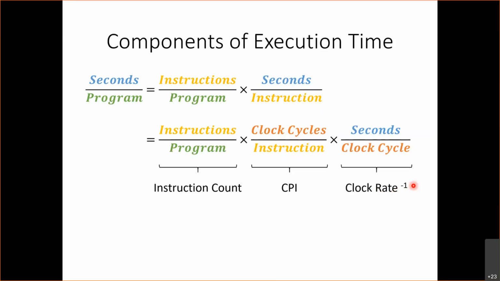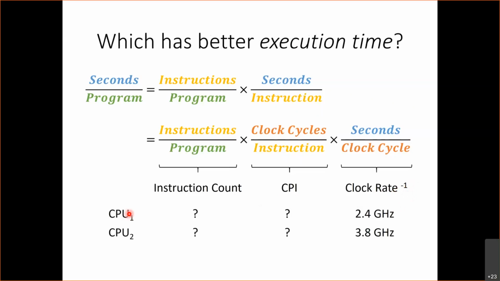Okay, and the given I gave you on the previous slide was CPU1 was clocked at 2.4 gigahertz, and CPU2 was clocked at 3.8 gigahertz. So what this tells me is the clock rate, but I haven't really given you any information about the CPI or the instruction count. So we cannot decide based on just the clock rate which of these CPUs will have better execution time at executing some program, or on average. Okay, is that clear to everyone? Does anyone have any questions?